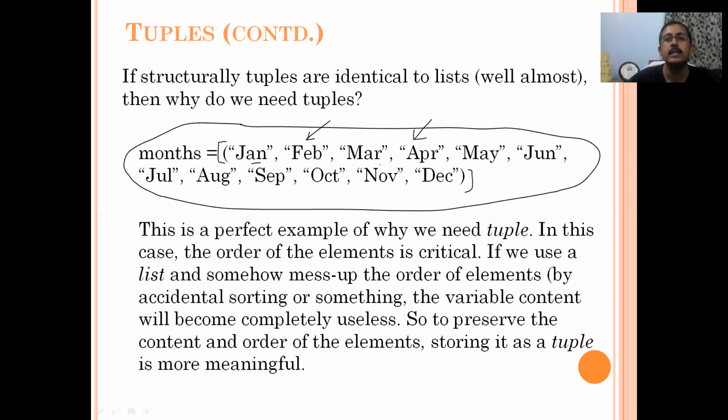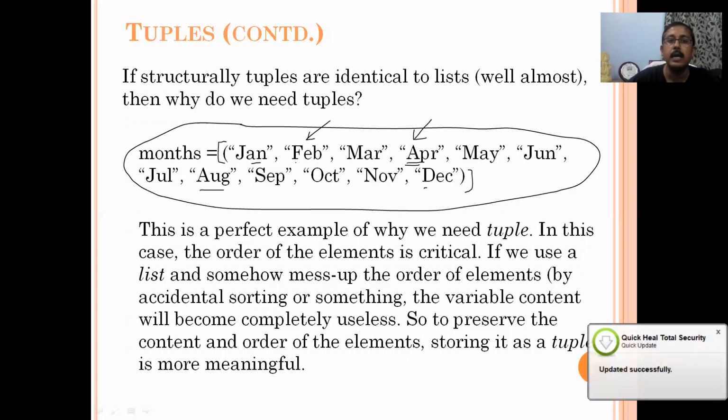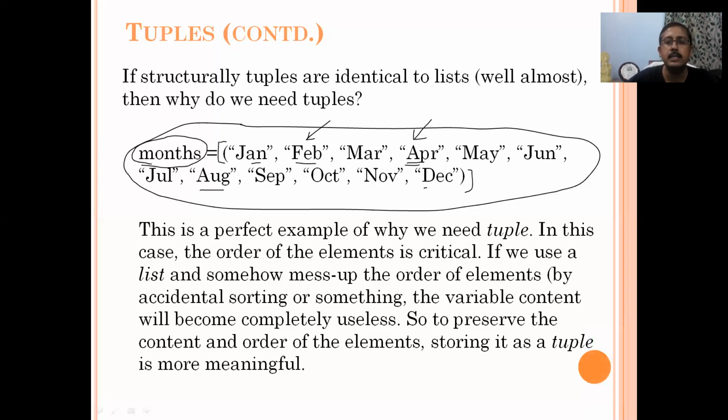So maybe you may decide that you will start with the starting alphabets, you will get the things sorted out. So April will come first, right? After April, what will come? After April will come, say, August, then December, then February. So that way the total ordering may get completely changed. And if the ordering gets changed, obviously the variable months doesn't make any sense. So the whole utility of this variable will get completely lost.